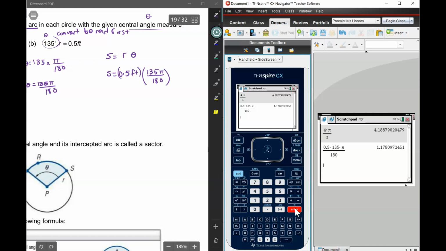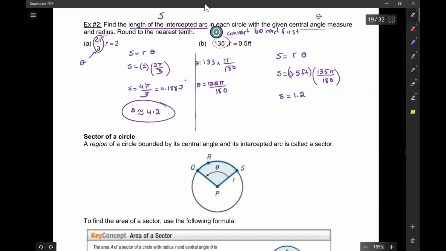Oh. Okay, so S is 1.2. Okay, now look. I have a unit here of feet, right? So my answer here has to have feet. Okay?